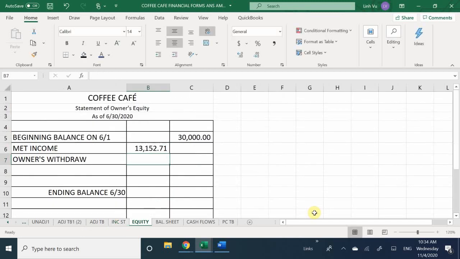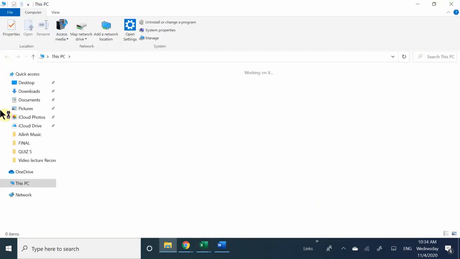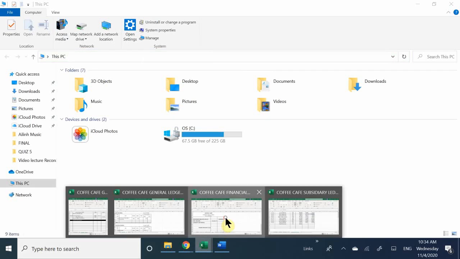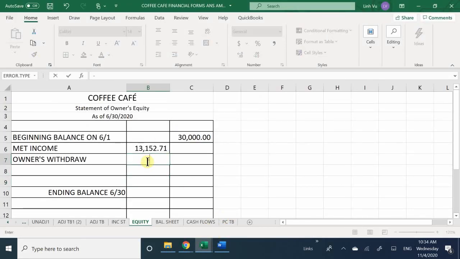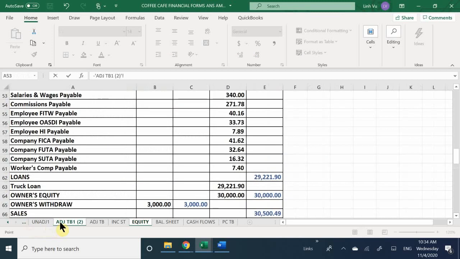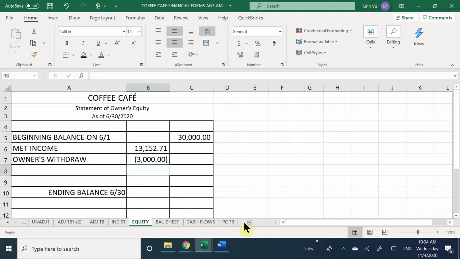All right. Other things that affect equity would be whether you made a withdrawal or a capital contribution. In this case, I did have an owner's withdrawal. I withdrew twice, in total $3,000. Okay, so here you go. I'm going to copy from my adjusted trial balance my withdrawal for the $3,000. Okay, so that's going to decrease your equity.